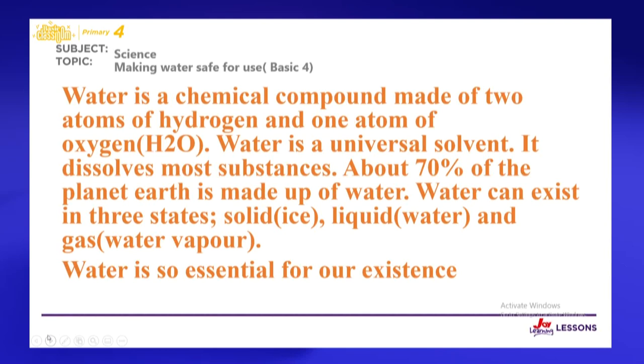When we say universal solvent, that means it dissolves most substances. Most substances can dissolve in water. So if you have even poison dissolving in water, you will not be able to notice it. About 70% of the planet Earth is made up of water. So water is very, very important.